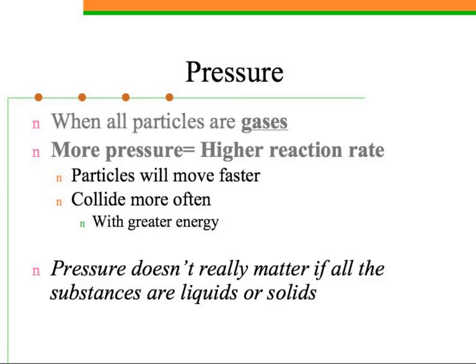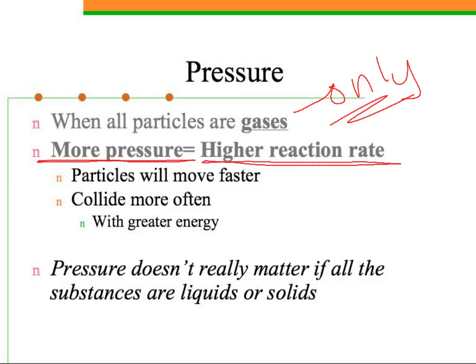Next we've got pressure. Pressure only affects gases. If you've got a solid and liquid chemical reaction going, pressure will not affect the rate or the speed of that chemical reaction. Pressure only affects chemical reactions where gases are one of the participants. It could be a product, it could be a reactant. It has to be present, though, in order for pressure to affect the reaction rate. The deal is, more pressure will make a higher reaction rate.